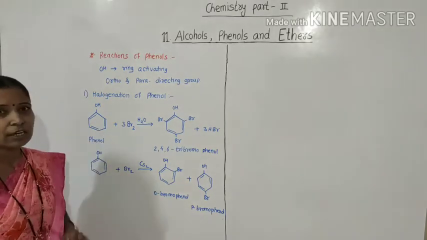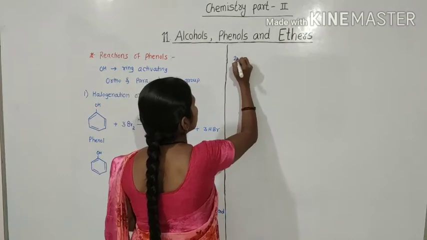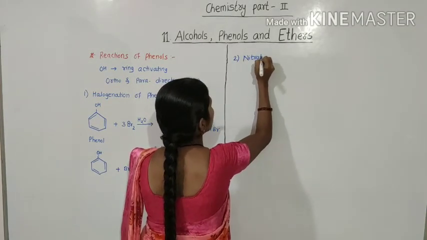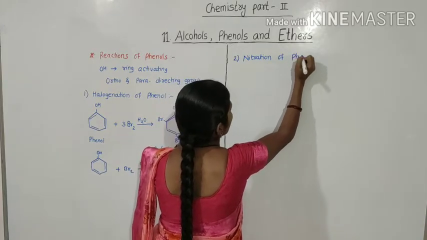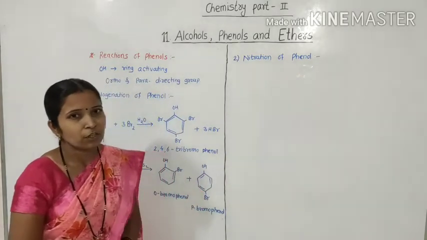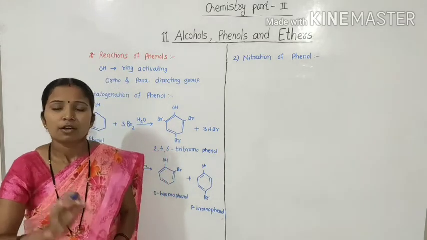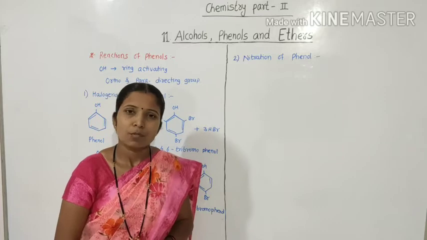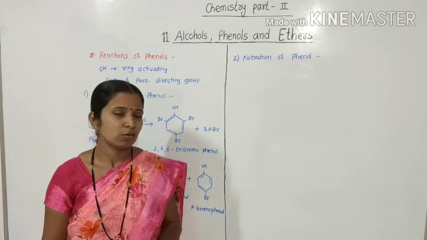Then our second reaction is nitration of phenol. So here phenol reacts with dilute nitric acid. Phenol reacts with dilute nitric acid at low temperature to form a mixture of orthonitrophenol and paranitrophenol.